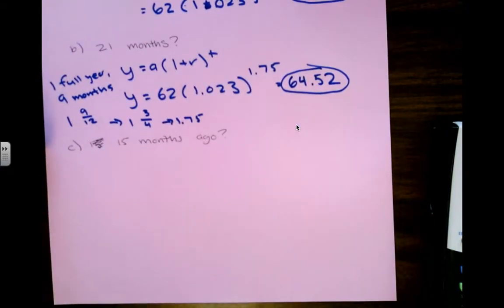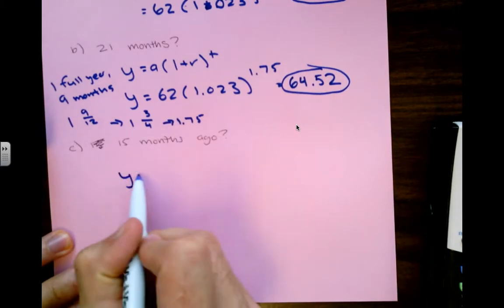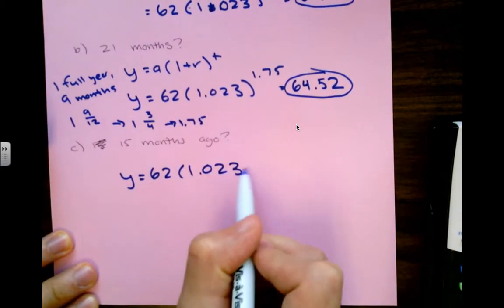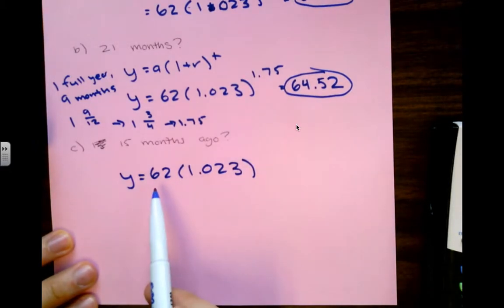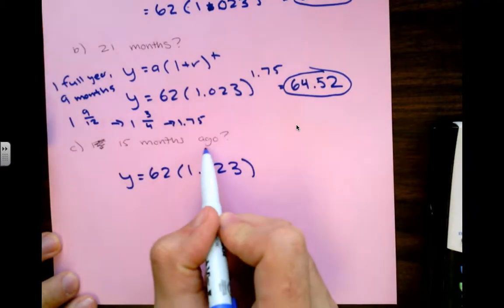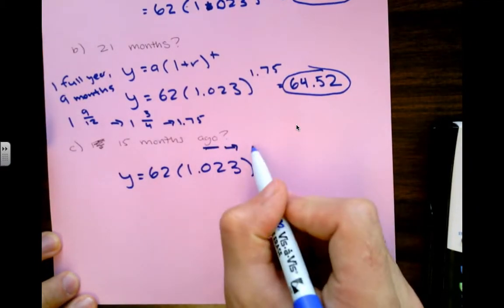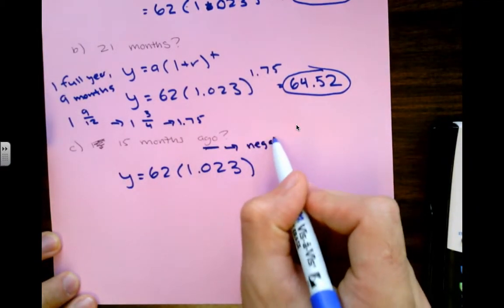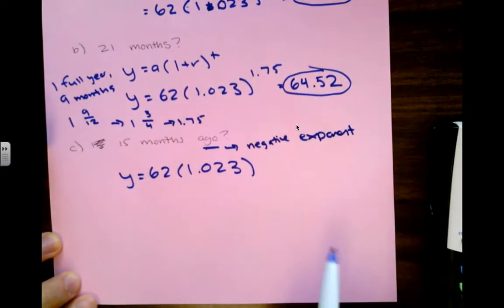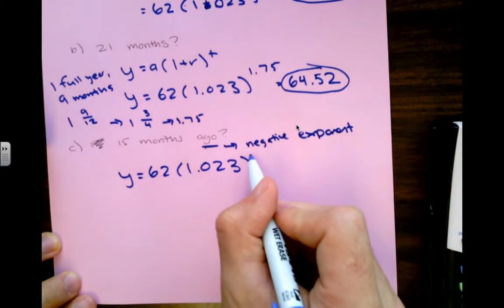Now, last but not least, 15 months ago. Don't be confused, because even though we're talking about 15 months ago, this is still an exponential growth question. So our formula is going to stay the same as it has all along up to this point. 62 is our initial value, and our growth rate is still this. The months ago is going to mean a negative exponent. That's all it's going to be.